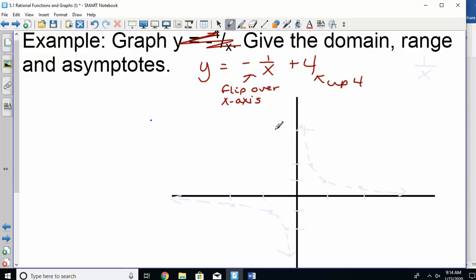When you move up 4, we're not only moving our graph, we also have to move our asymptotes. This one has a vertical asymptote at 0. If you move up and down, does that change your vertical? No, but it has a horizontal one at 0. So it's now going to be at 4. So I'm going to go ahead and draw that in first. So my horizontal asymptote, we draw that just as a dashed line. That will be at 4. The vertical asymptote will stay at 0.